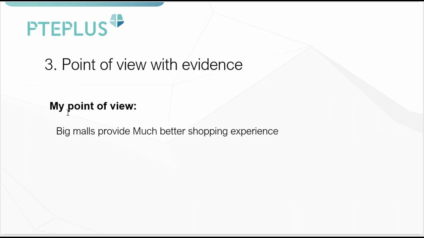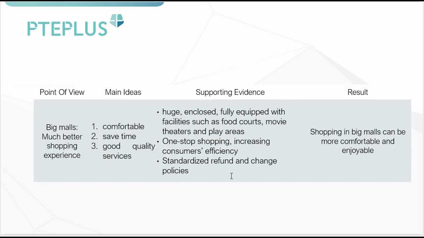So we're going to present a point of view here. My point of view is that bigger malls provide a much better shopping experience. And once we've identified our point of view, we can then sort of have it in this sort of table format. Our point of view is that bigger malls provide a much better shopping experience. Once we've come up with this, we can take our main ideas of why bigger malls are better.